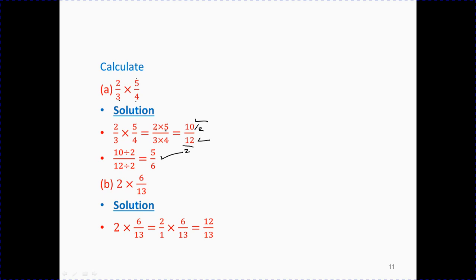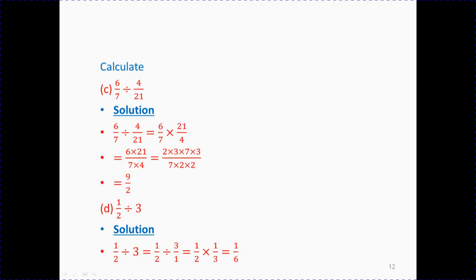What about 2 times 6 over 13? I'm just going to write 2 as 2 over 1. There's no change here, and there's no problem if you do it like this. Again, this is multiplication, multiply up by up, down by down. So this will be 2 times 6, 12, divided by 1 times 13, 13, and I cannot simplify any further here. Now, these are A and B, two examples about multiplication of fractions.